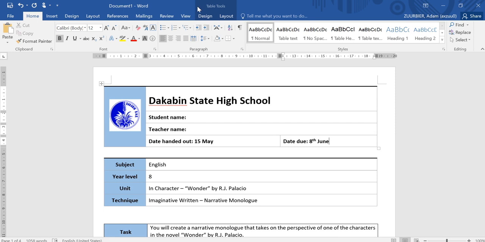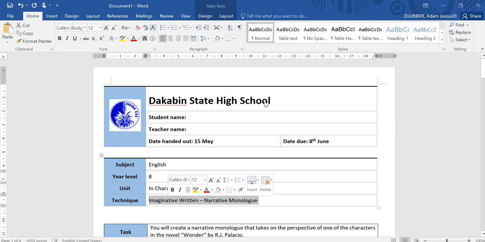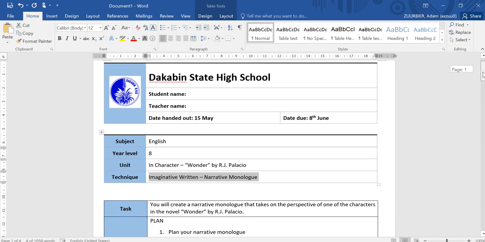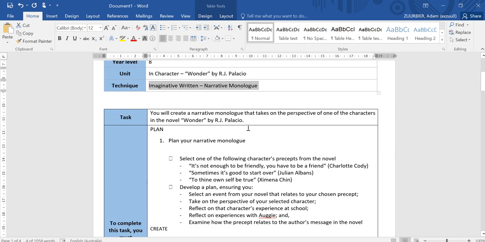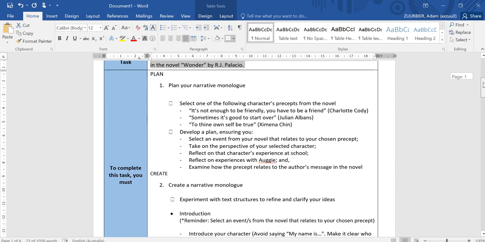So guys, we've been reading the novel Wonder, and the text type you're going to be required to produce is the one that we've been learning about over the last 4 lessons, and that is monologues. So we have studied the structure of monologues, what they are as a text type, and also the language features that are used in monologues as well. So what do you have to do? It's very straightforward. This is not a difficult task to understand. You will write or create a narrative monologue that takes on the perspective of one of the characters in the novel Wonder. So you are writing from the perspective of one of the characters in Wonder.